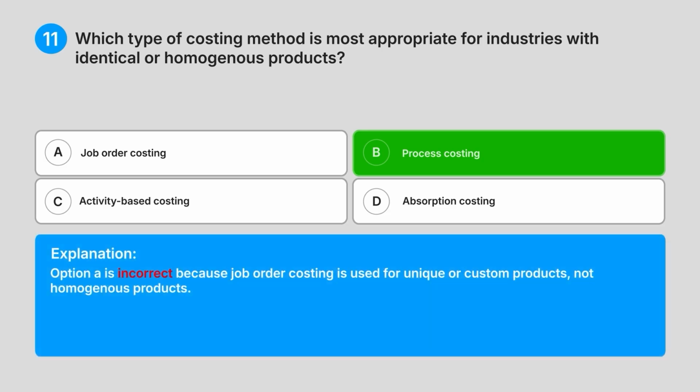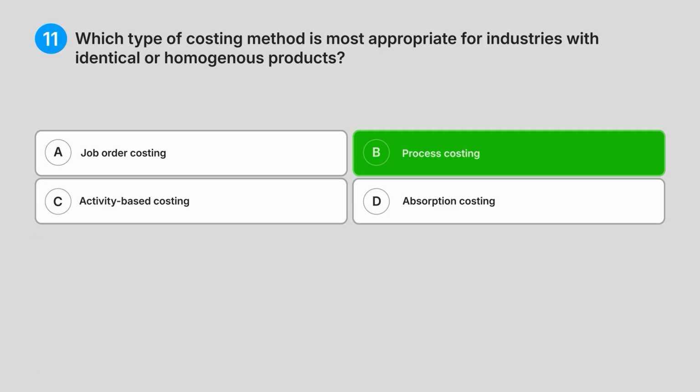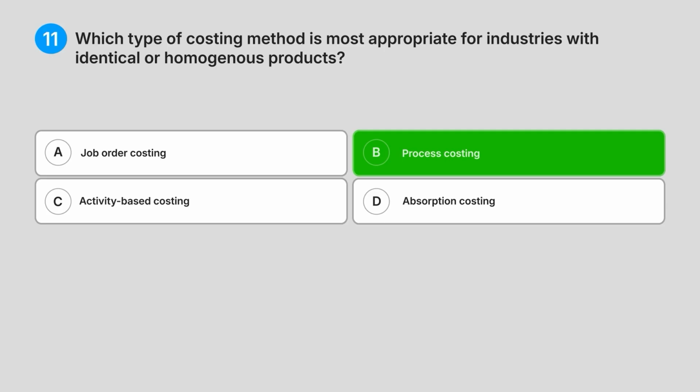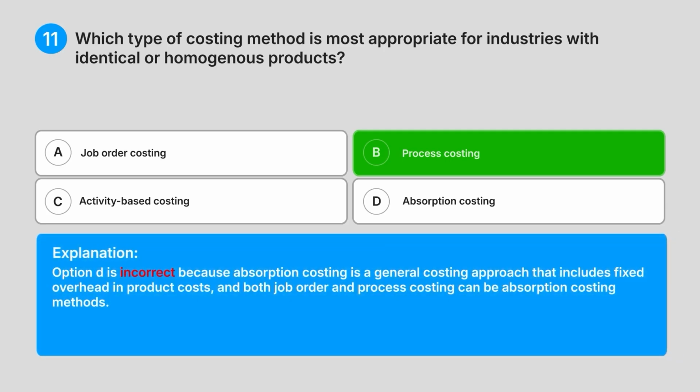Option A is incorrect because job order costing is used for unique or custom products, not homogeneous products. Option C is incorrect because activity-based costing is a more detailed way to assign overhead costs, and it is not specific to homogeneous products. Option D is incorrect because absorption costing is a general costing approach that includes fixed overhead in product costs, and both job order and process costing can be absorption costing methods.